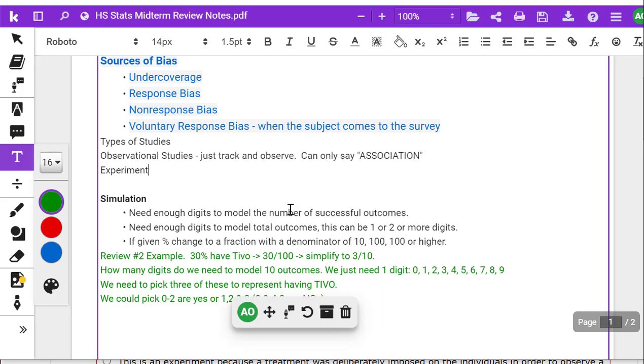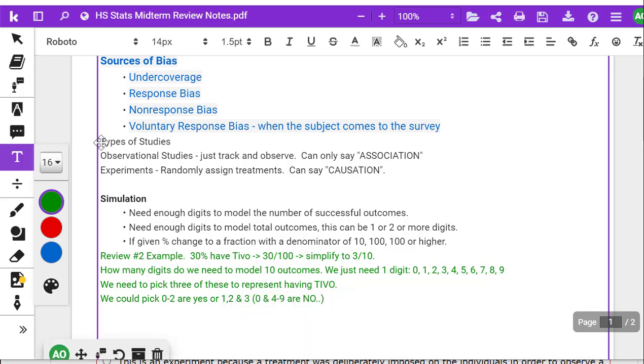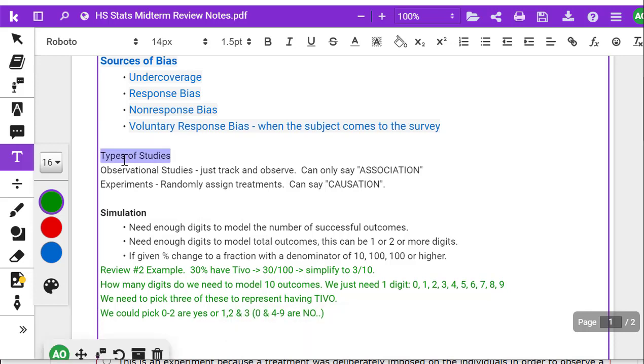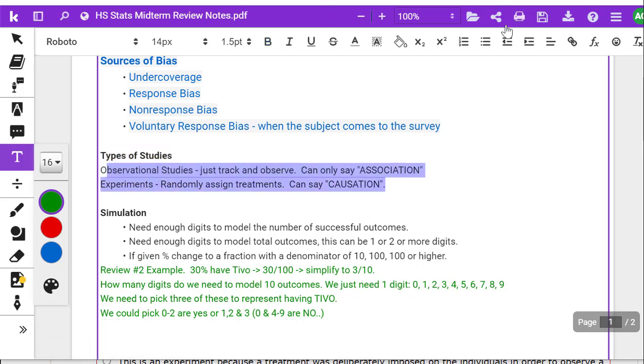Experiments randomly impose treatments, assign treatments, can say causation, whether there is or not. So that's what those 2 main types of studies are. Types of studies. All right, and voila.